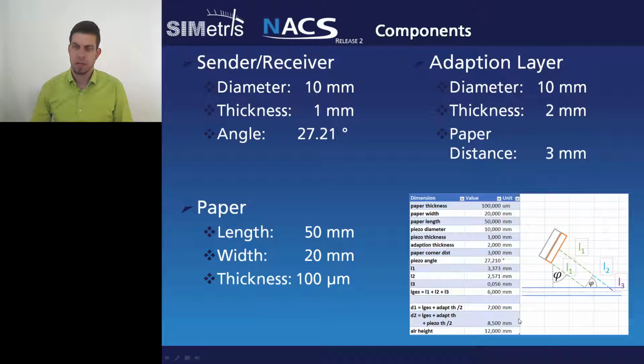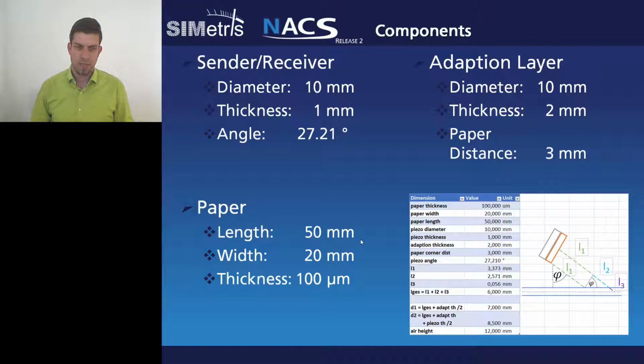We also want to use an adaptation layer with the same diameter, thickness 2 millimeters, and the minimum distance between the paper and the adaptation layer, that is depicted right here, should be 3 millimeters. The small part of the paper that we want to look at has a length of 50 millimeters, width of 20 millimeters, and a thickness of 100 micrometers.